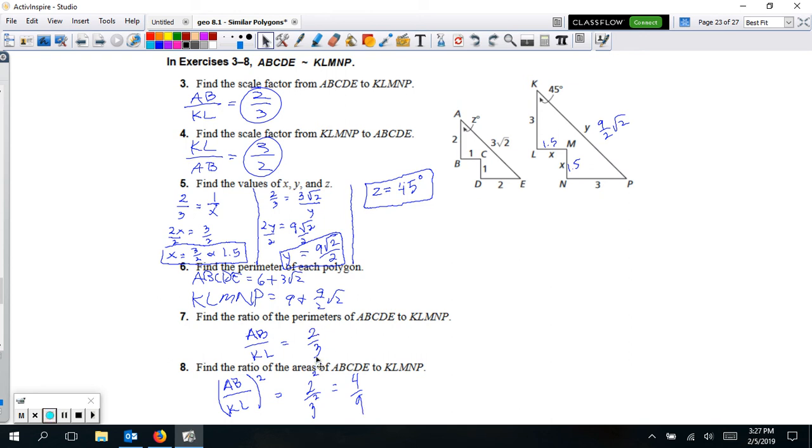So realize that the ratio of the perimeters is the same as the scale factor. The ratio of the areas is basically the scale factor squared. That will give you the ratio of the areas.